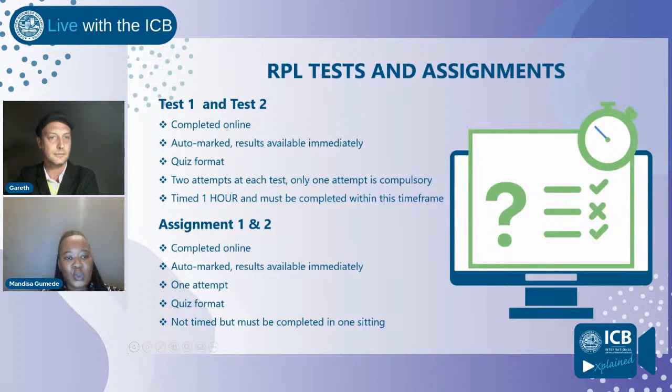So test 1 and test 2 will be completed online. It will be auto-marked, which means that the results are available immediately on Mackie and you can go and view them. It will be in a quiz format, and there will be 2 attempts at each test, and that's obviously something new, but it's something that we've already announced during our past sessions. And only 1 attempt is compulsory. So if you do want to make use of the second attempt, you can.